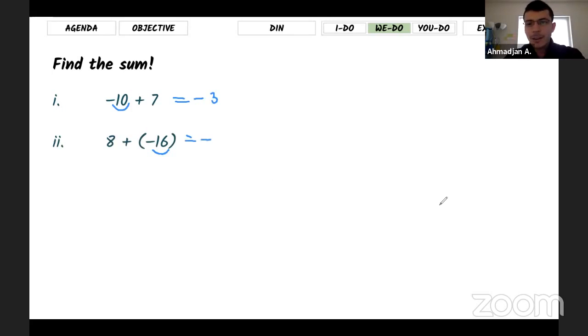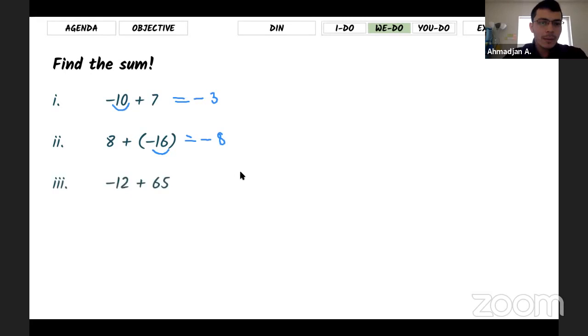Everybody got it. Okay, thank you. It is a negative 8. So yes, it is a negative 8 because the bigger number has a negative sign, and if you subtract 16 minus 8, it will be 8. Okay, so negative 8. And last one, I think we have 2 more or 1 more.